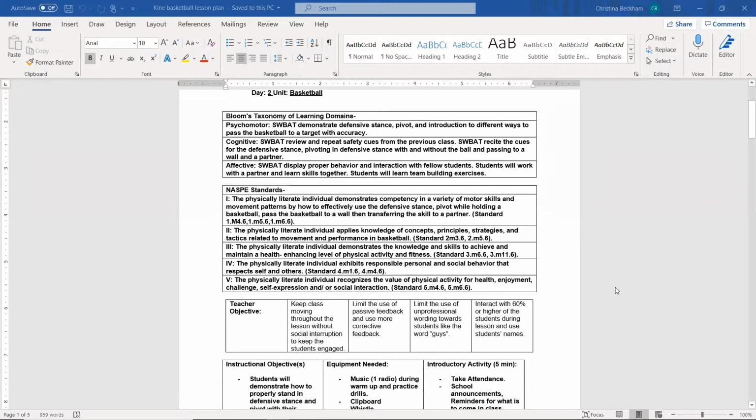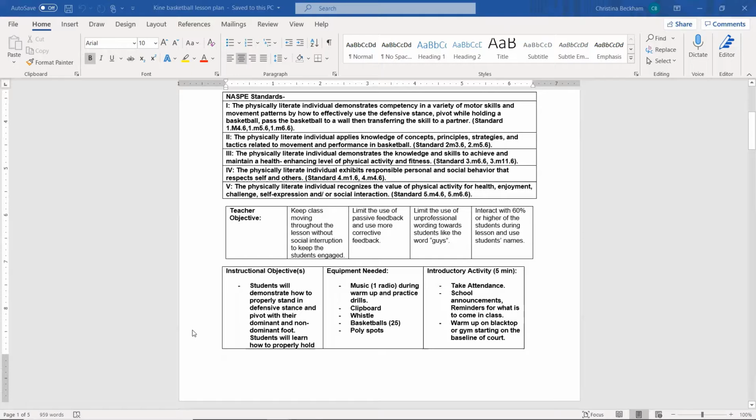My teacher objectives: keep class moving throughout the lesson without social interruption to keep the students engaged. Limit the use of passive feedback and use more corrective feedback. Limit the use of unprofessional wording towards the students, for example, using the wording "guys." Interact with 60% or higher of the students during the lesson and use the students' names.